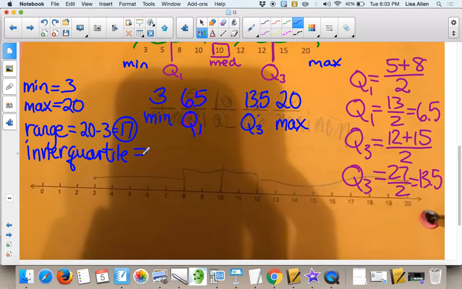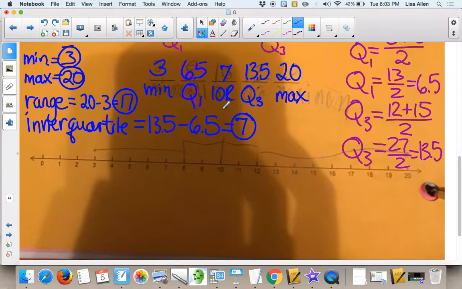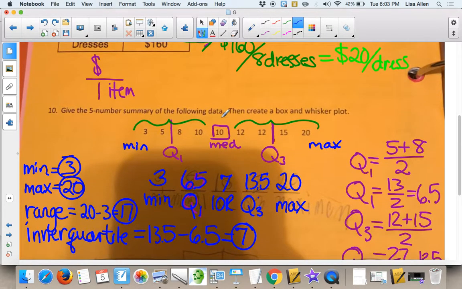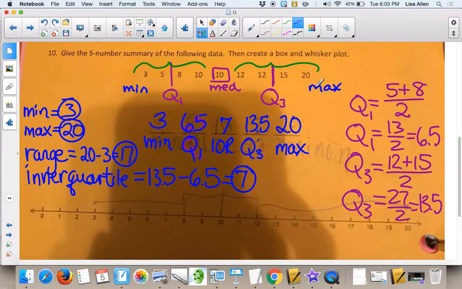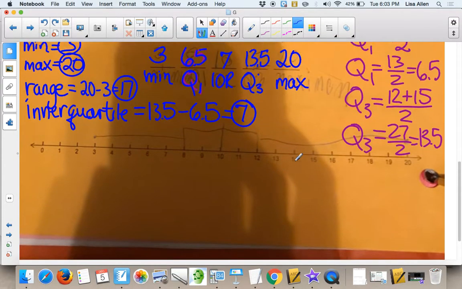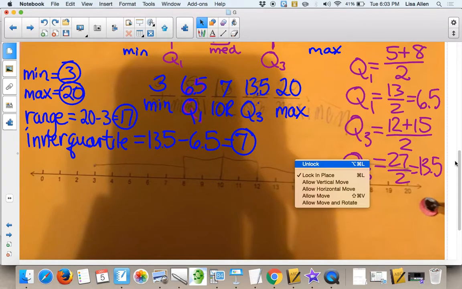The inner quartile range would be the 13.5 minus 6.5. So the inner quartile range here is just going to be 7. Okay, so your 5-number summary involves, here's your IQR. I'm going to put this here, and I guess the 7 would go there. Okay, I'm going to say let's draw the box and whisker below the line. And I'm going to draw it here where we have all of our information.